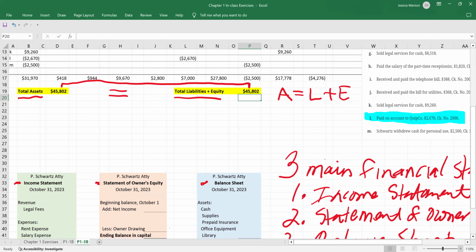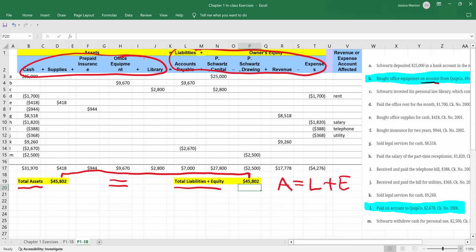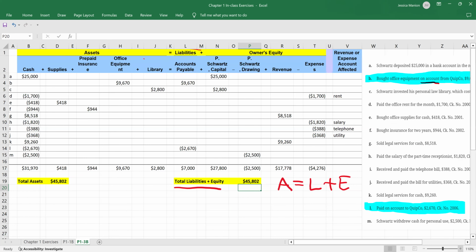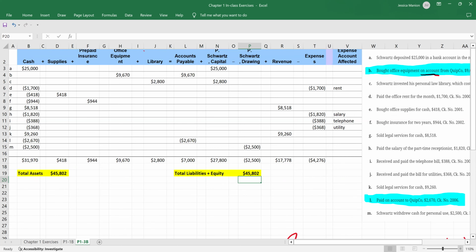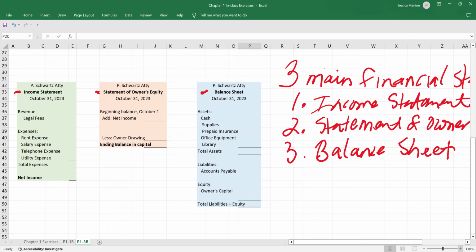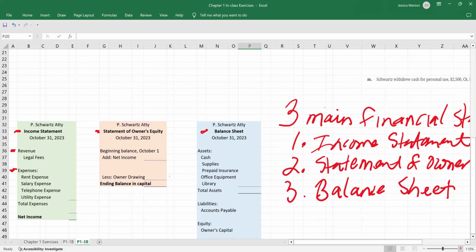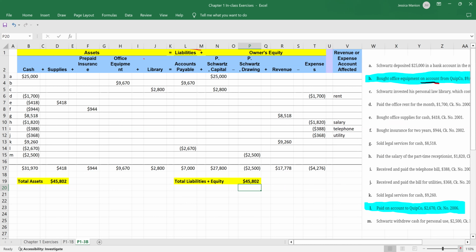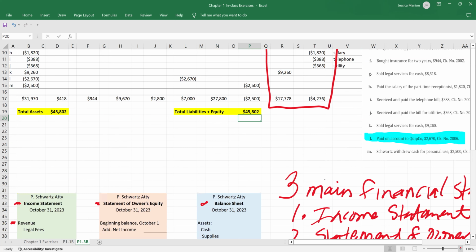So here is our revenues and expenses, right? If we go back here, excuse me, we look at our income statement. The income statement includes revenues and expenses. And that information is right up here. Here are our revenues and expenses. And that flows down to our income statement, right?